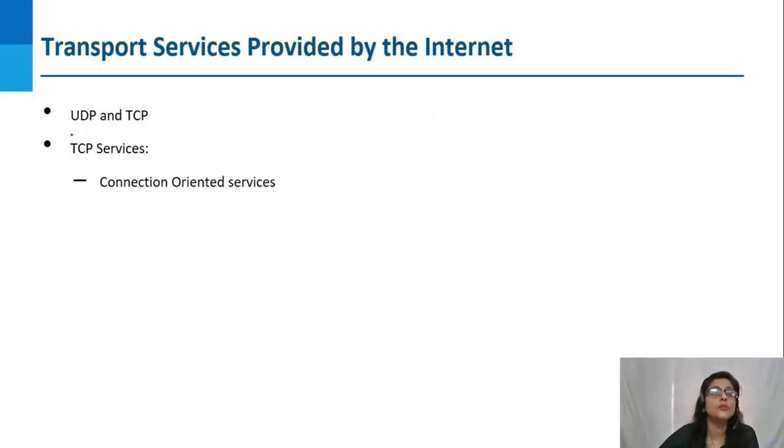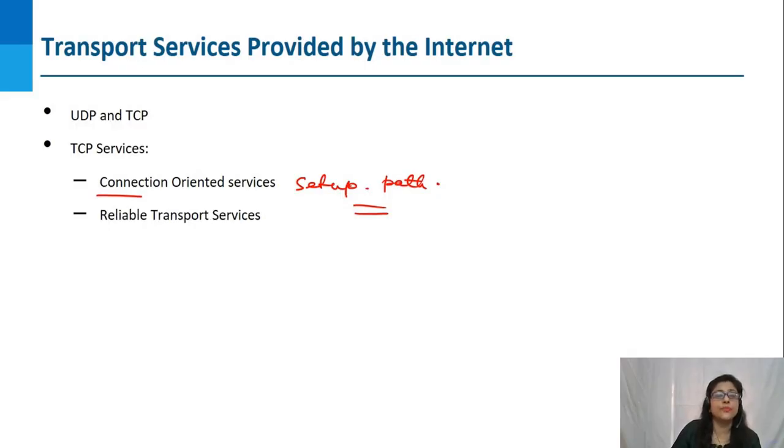Now, let us look at the TCP services. Always remember that it is a connection-oriented service. The meaning is that a setup path is required before the connection is made, and after the connection is terminated, the setup path is removed. And TCP provides reliable transport services, and it has congestion control techniques.